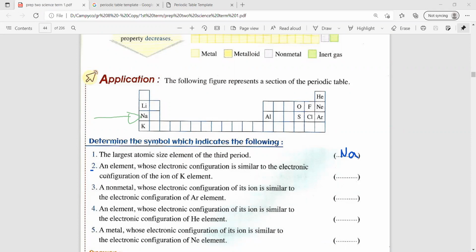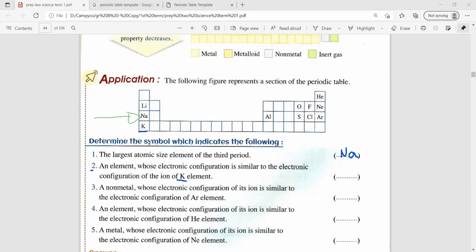What is K element? You said K, what is it? What is its name? I don't remember. Potassium. Oh, it's sodium.